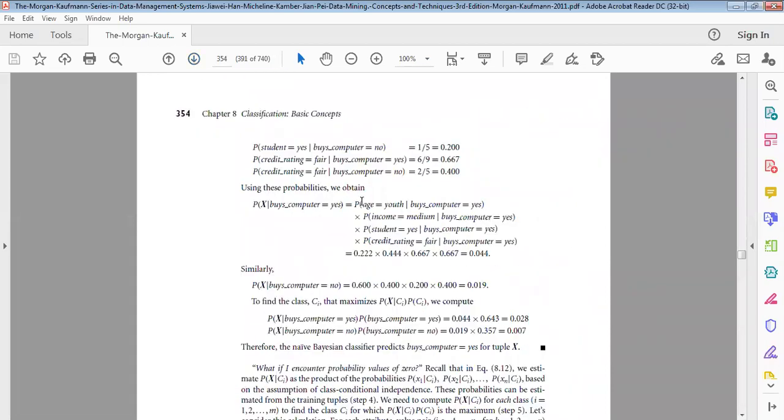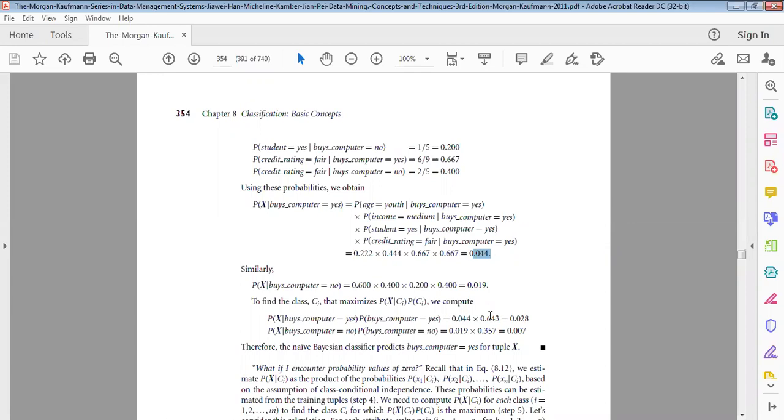See here, this is the way you have to find out the values. So that is 0.004. These are the people who buy. If they do not buy the computer, that is 0.6. Buys the computer, no, multiplying these values, you can get 0.019. Whereas buys the computer, they have 0.044. This is the way you find out whether he wants to buy the computer or not. That is what you find out with this Bayesian classification.